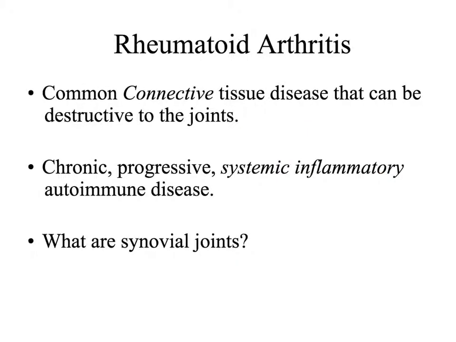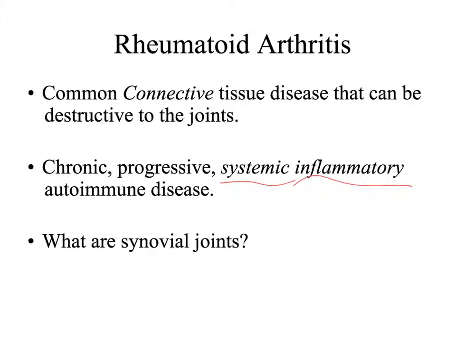Okay, moving on to rheumatoid arthritis. Key words here for rheumatoid arthritis: basically, this is an inflammatory process. It's a systemic inflammatory process. If you compare that to osteoarthritis, you will remember that it was localized and it was non-inflammatory. It was more of a degenerative arthritis.